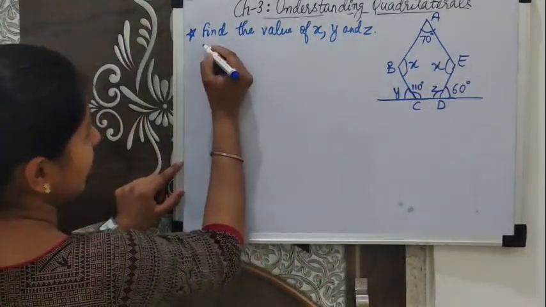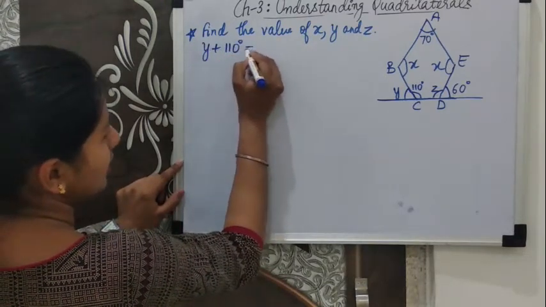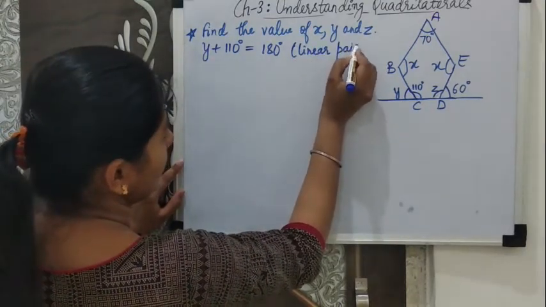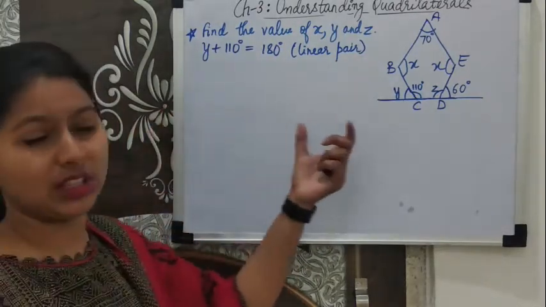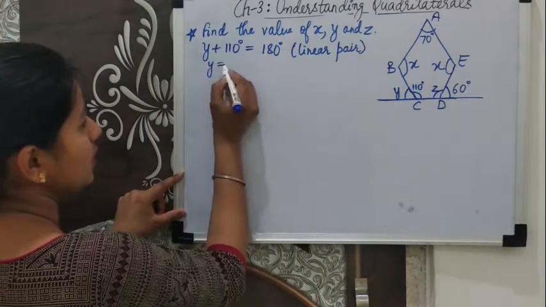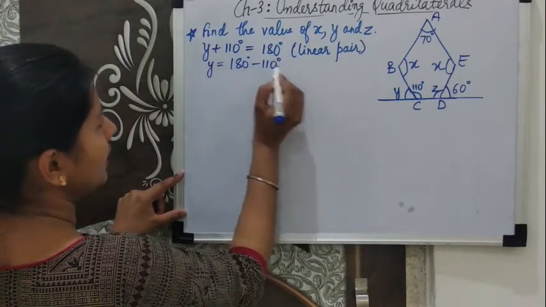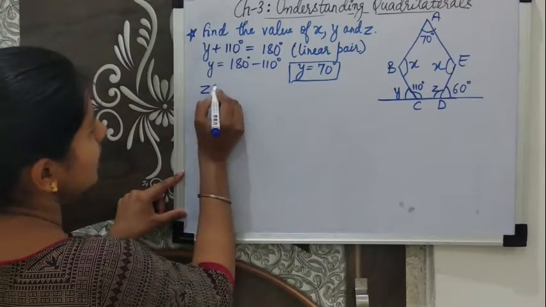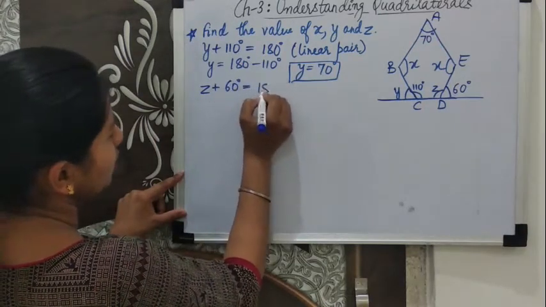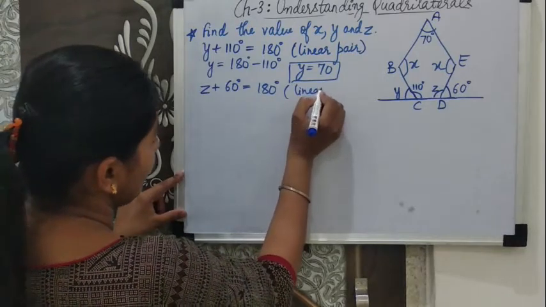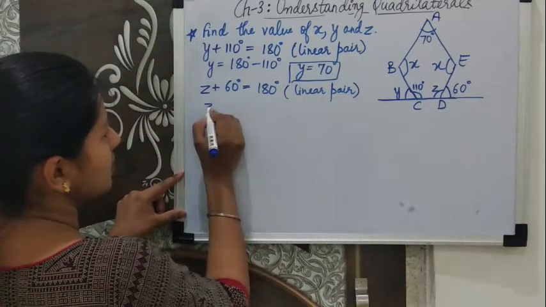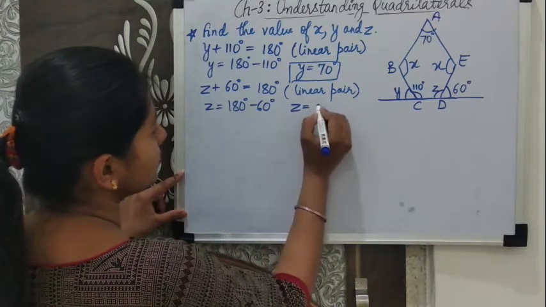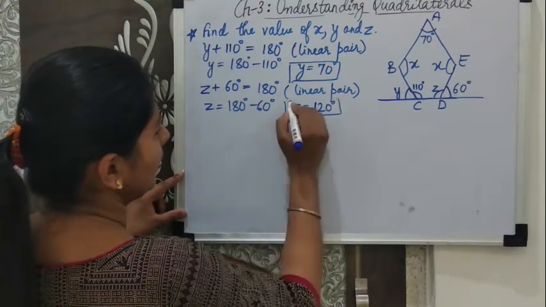So let us find out y. y plus 110 degrees is equal to 180 degrees. The reason we have to specify, it's compulsory. Otherwise, we can't understand by which method you have found the value of y. y is equal to 180 degrees minus 110 degrees. So y is equal to 70 degrees. Fine. Similarly, z plus 60 degrees is equal to 180 degrees. Again, the reason is the same, linear pair. z is equal to 180 degrees minus 60 degrees. So z is equal to 120 degrees.